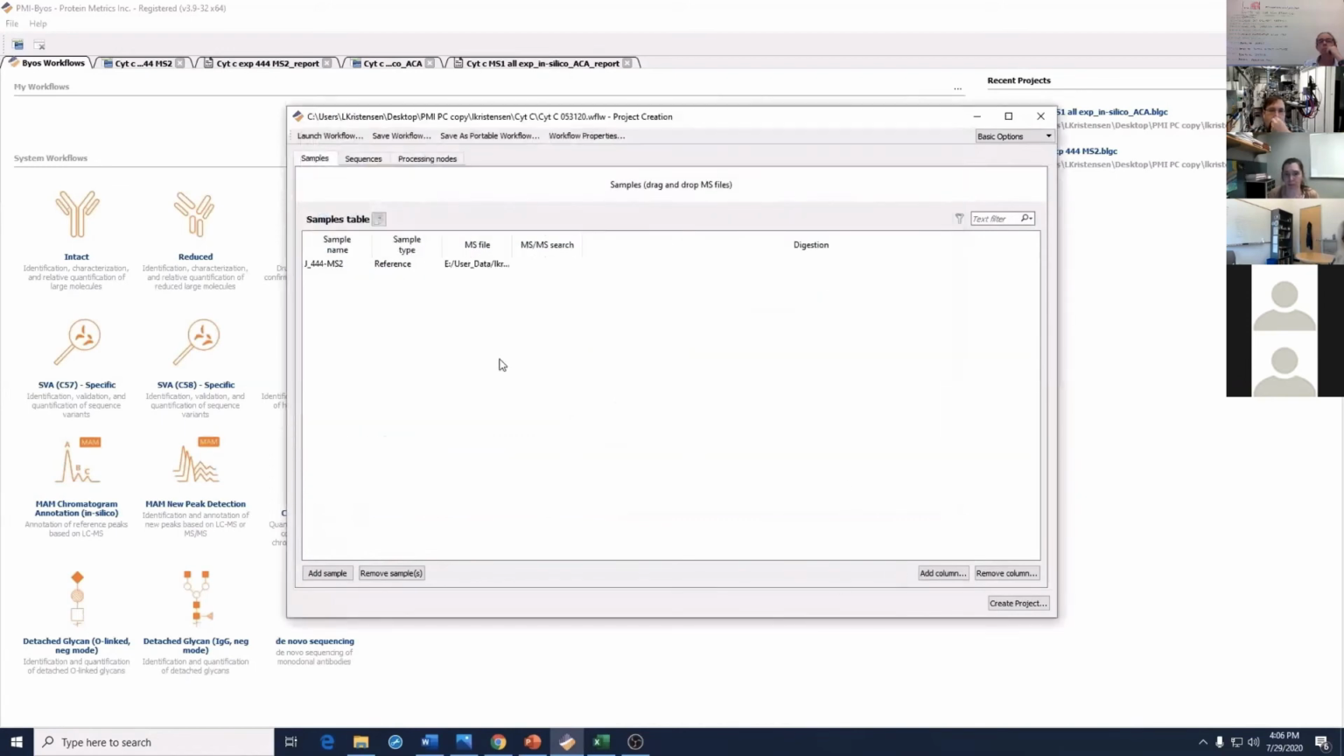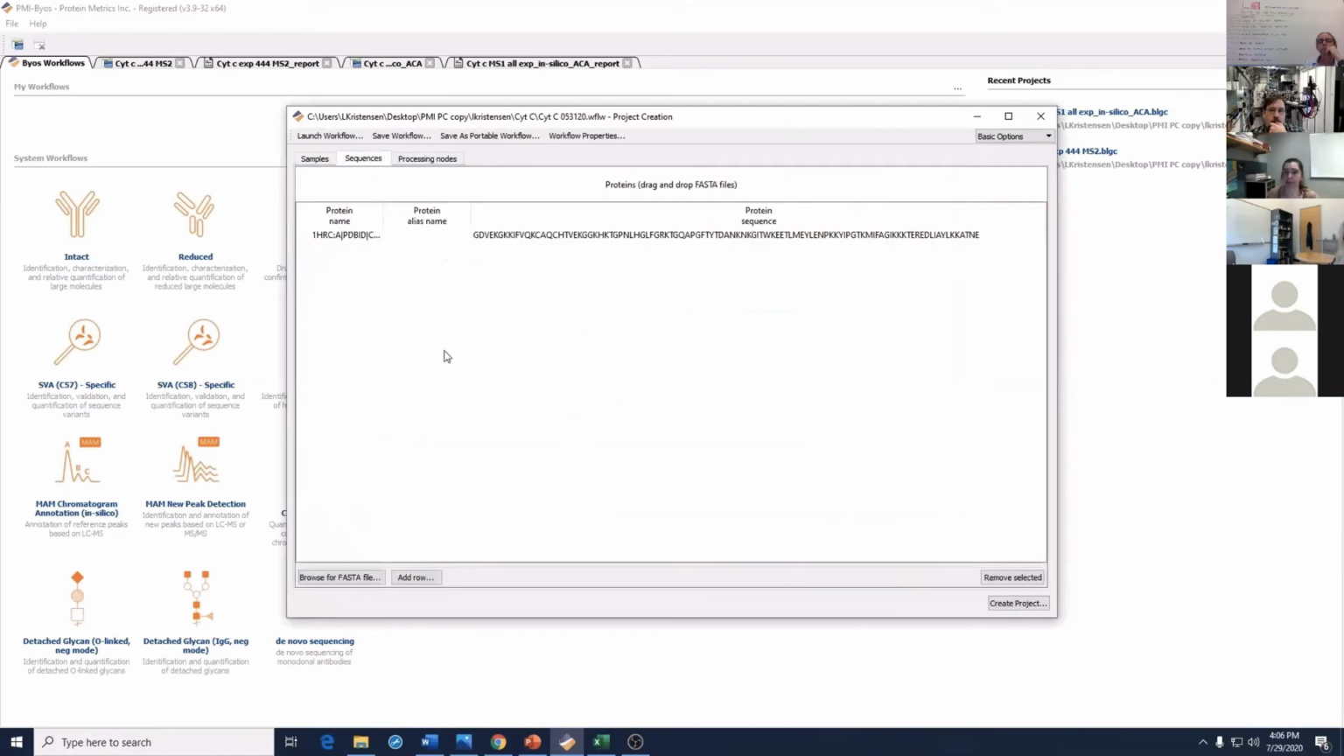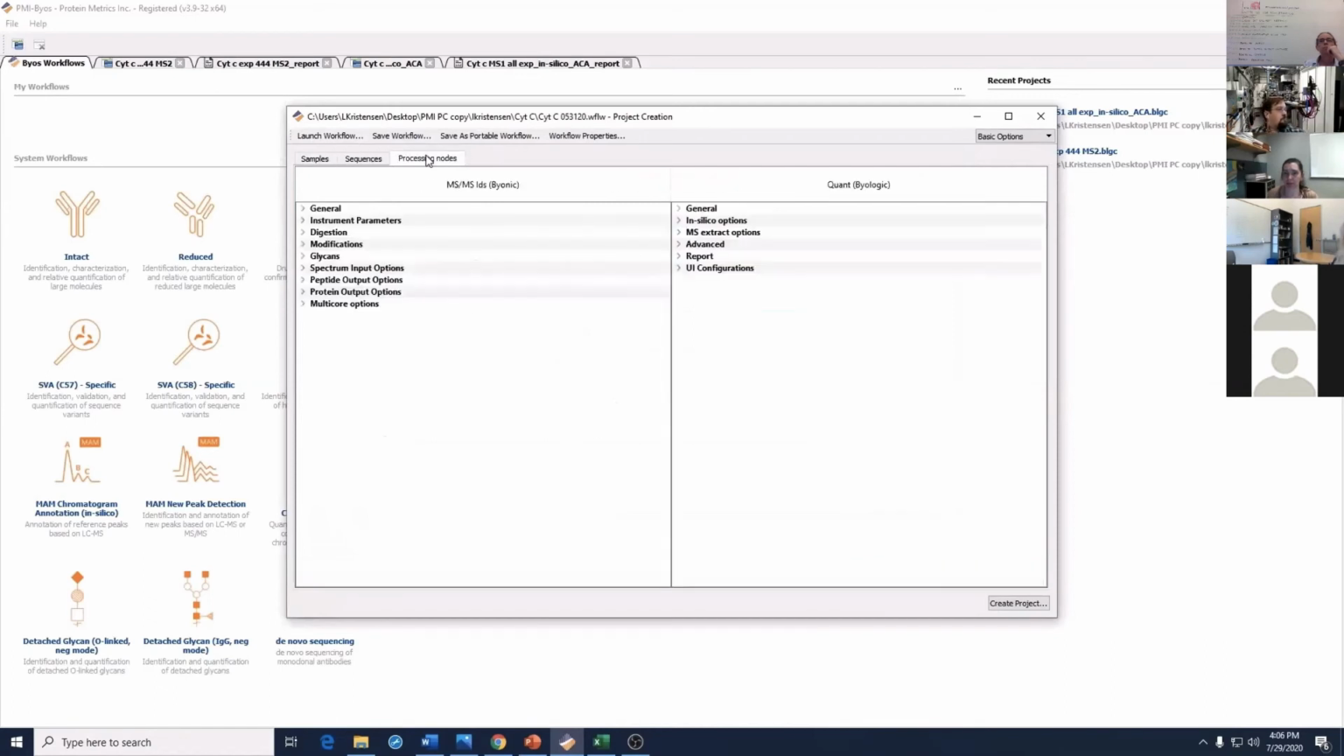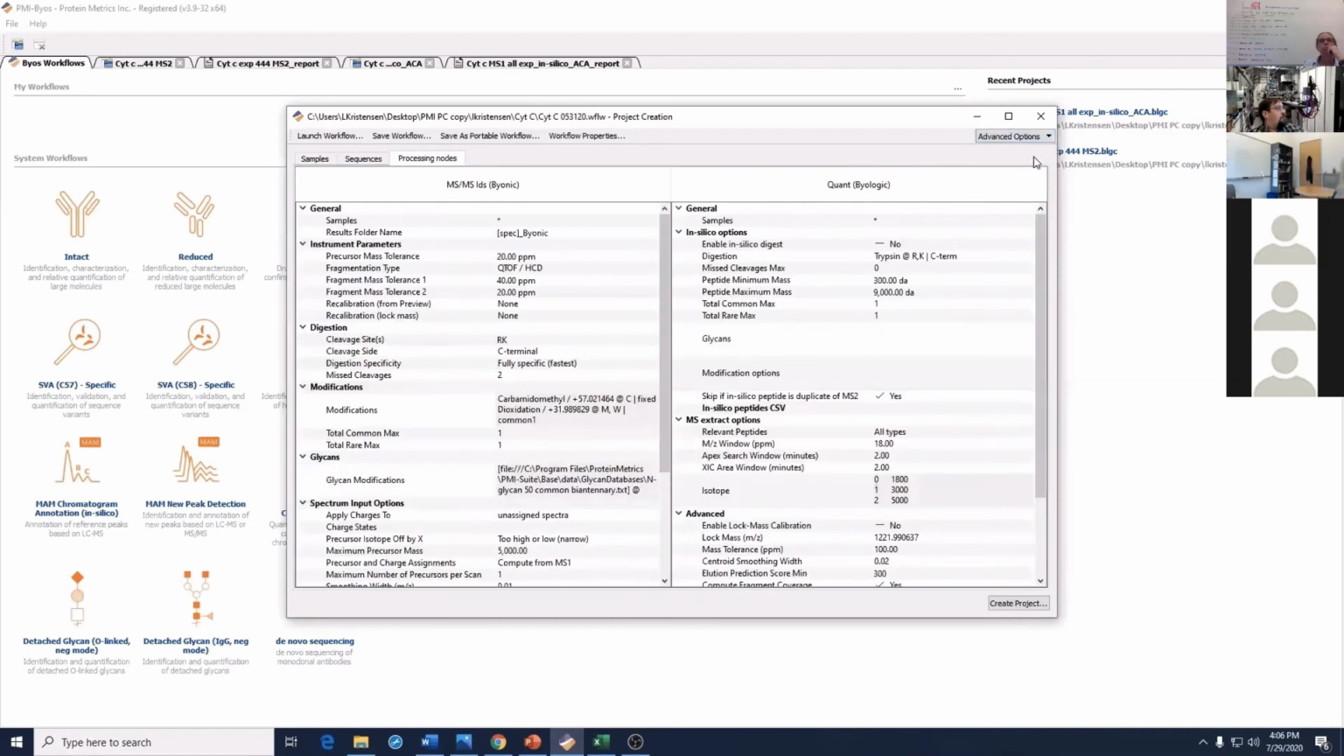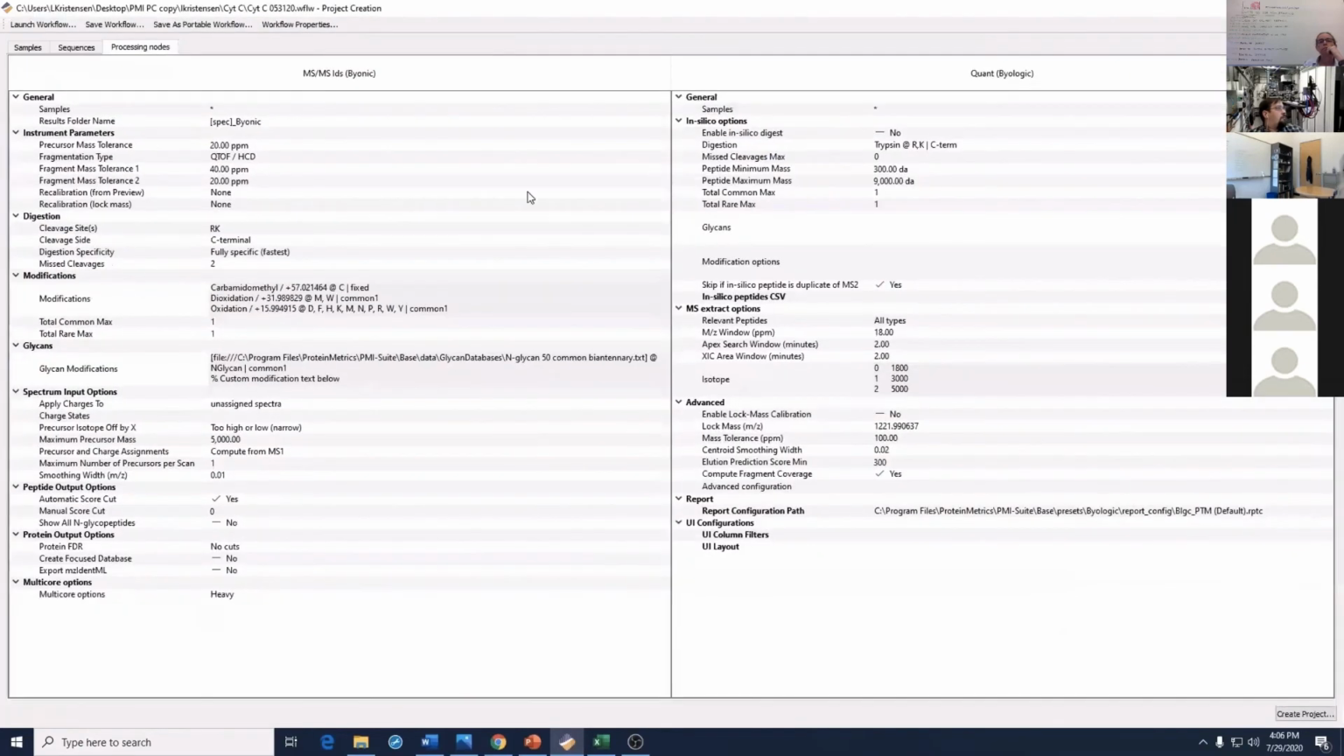The workflows consist of 3 tabs: the Samples tab, the Sequences tab, and the Processing Nodes tab. In the Samples tab, you'll be bringing in the mass spec files that you'll be working with. And then in the Sequences tab, you'll bring in the FASTA file for the protein or proteins of interest for your project. And then in the processing nodes, there are several parameters and settings. And I'm not going to go over all of them in the demo today. I just want to highlight a few.